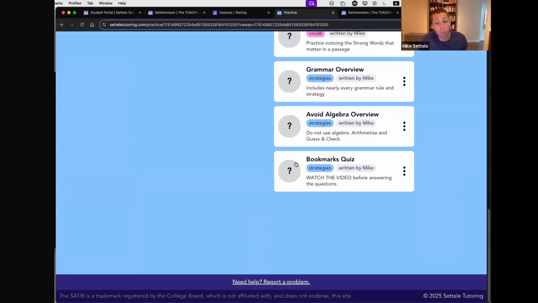And that's really what this bookmarks quiz is all about, is to remind you that we want to, as much as possible, prove our answers. If we're just using logic, if we're just thinking it through, we're opening the door to a trap. We're taking a risk. And we might be right. Our logic might be right. But as much as possible, we want to back that logic up with some sort of proof.